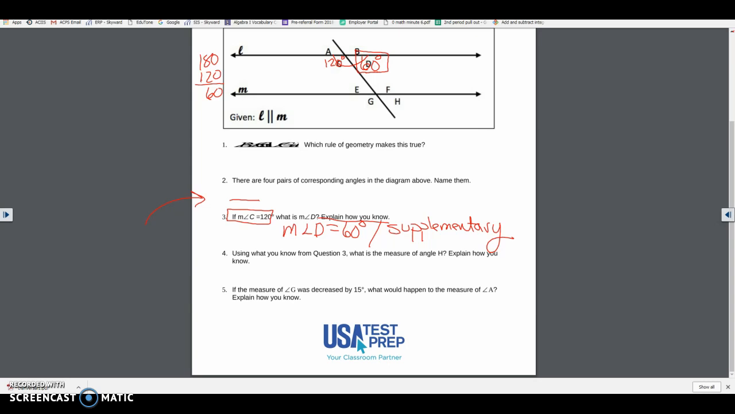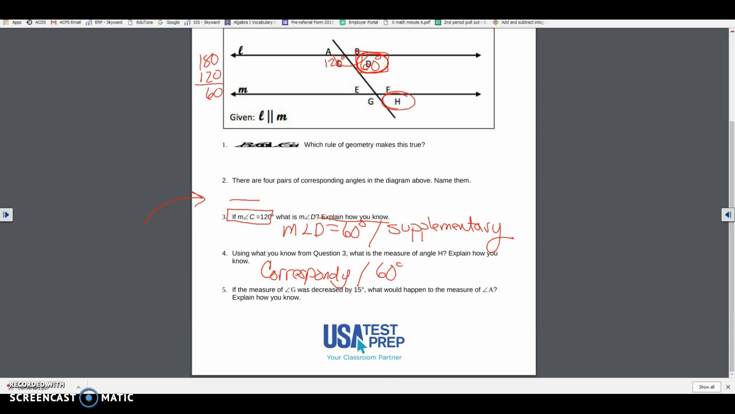So the way to figure this out is to figure out the relationship between angle D and angle H. Well, if this is in the bottom right hand of the transversal on line L, and this is also in the bottom right hand of the transversal on line M, then they are corresponding angles. They are in the same place, just like we saw up in number 2. Corresponding angles, and so the measure would be the exact same, 60 degrees.